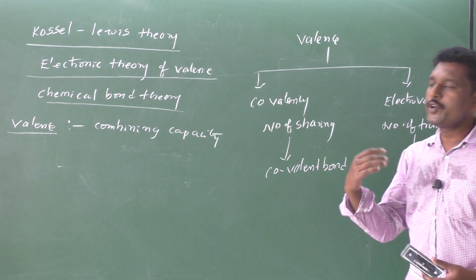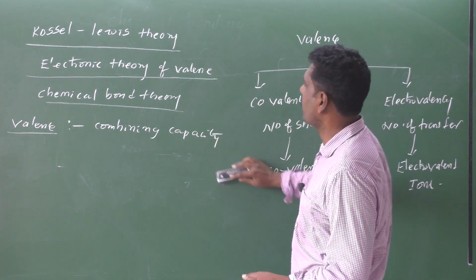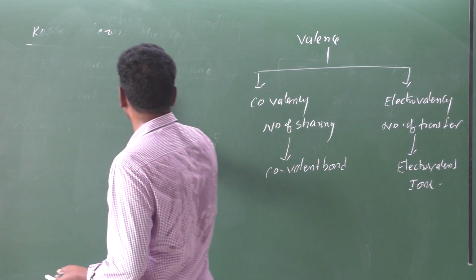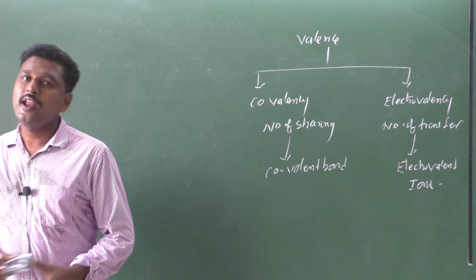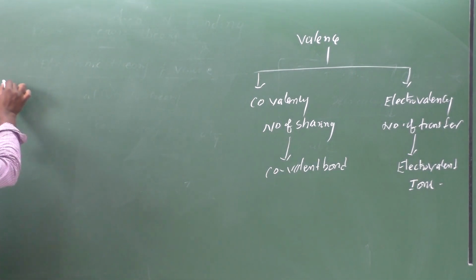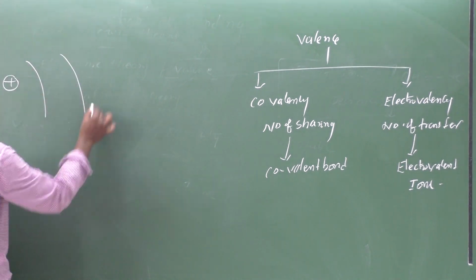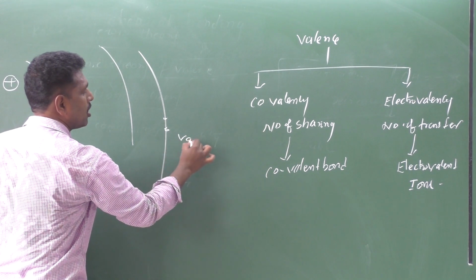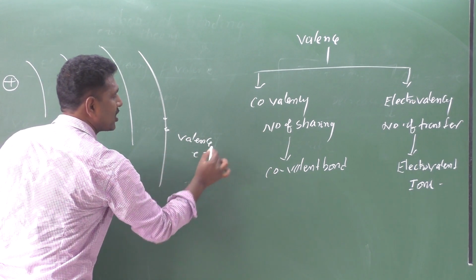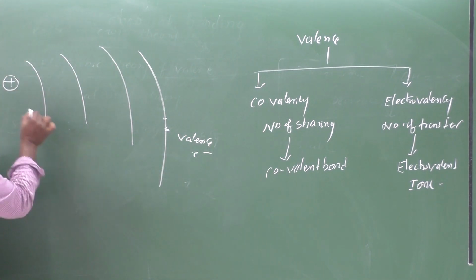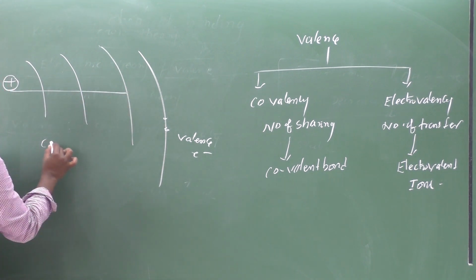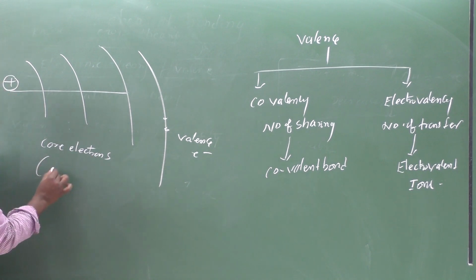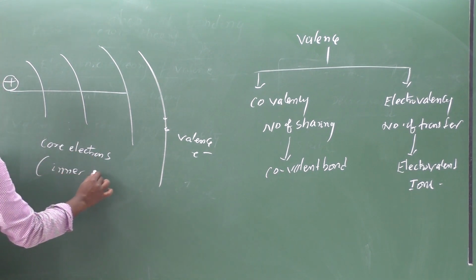If you take any element, the outermost shell electrons are called valency electrons. So these shell electrons are called valency electrons. The inner electrons are called core electrons.